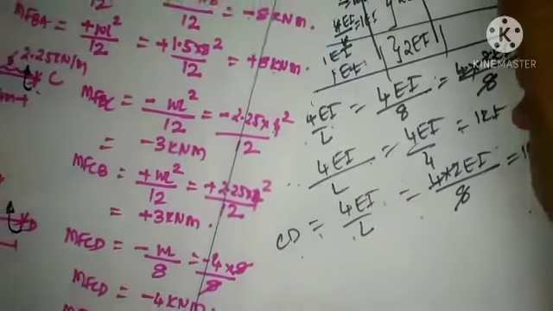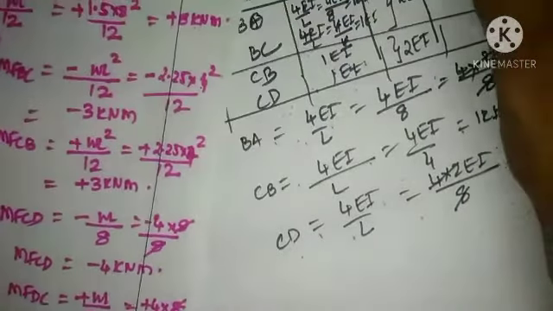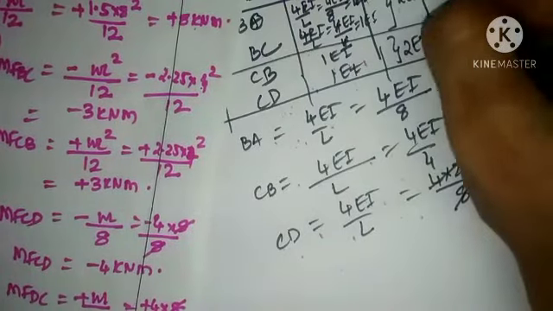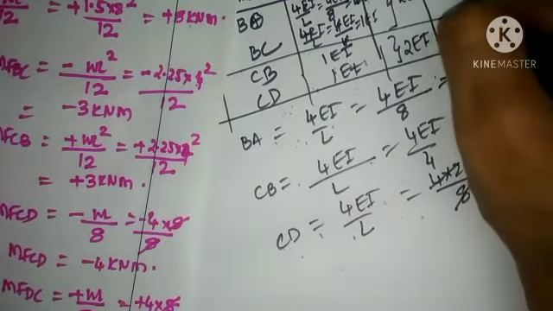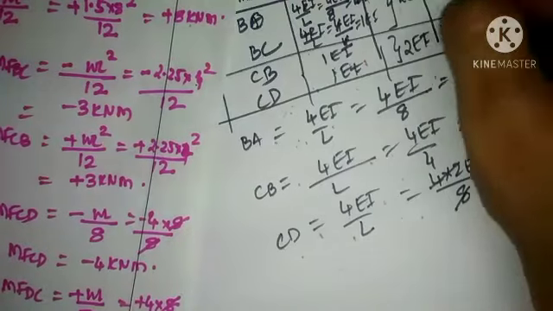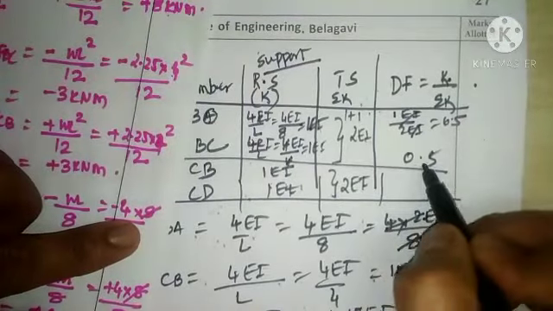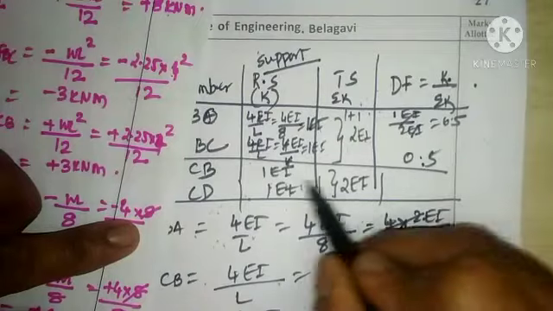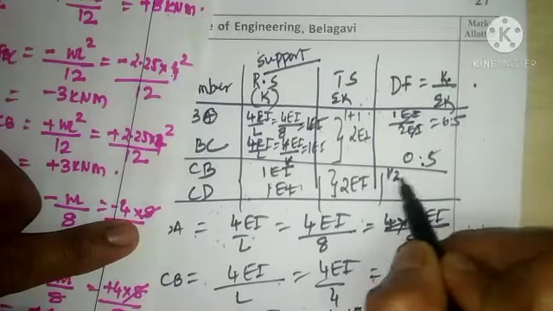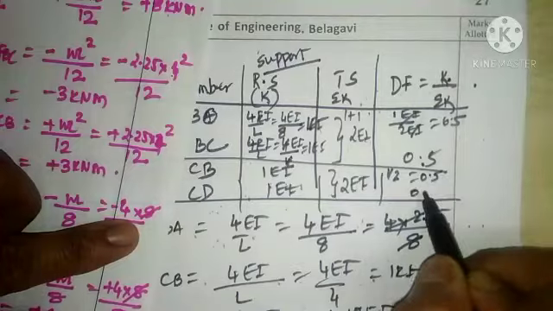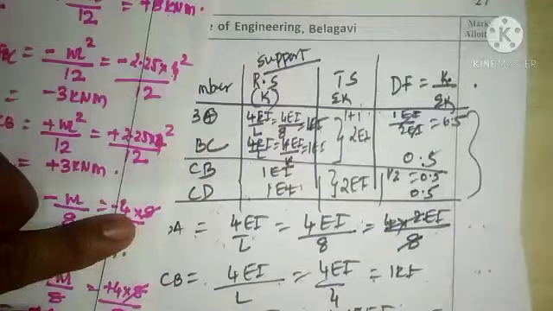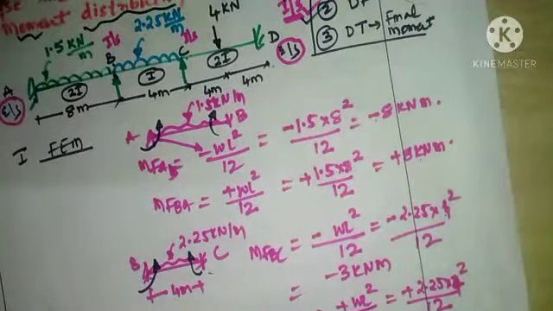When I take the distribution factor, it is K divided by summation K. The K value here is 1 EI divided by 2 EI. So 1 by 2 comes out as 0.5. EI gets cancelled. Likewise for the second calculation it will be 1 EI divided by 2, which comes out as 0.5. Again it will be 0.5 and this shall also be 0.5. So all the distribution factors we have calculated are 0.5. This completes the second procedure, which is the calculation of the distribution factor.